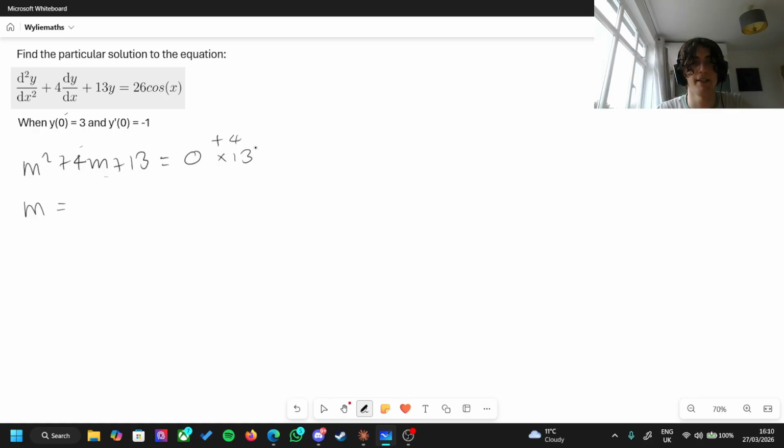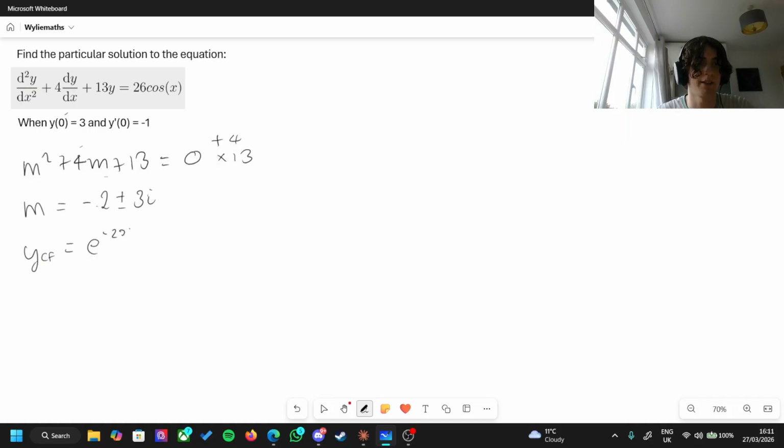So putting this into our calculator, into the quadratic formula, will give you minus 2 plus or minus 3i. So then we can use this complex number to create our complementary function. So we need to recall the form for our complementary function for a complex solution. That is, we have e to the power of the real part of our solution, which is minus 2. Remember that minus 2 is real and 3i is complex, as we have the i component there.